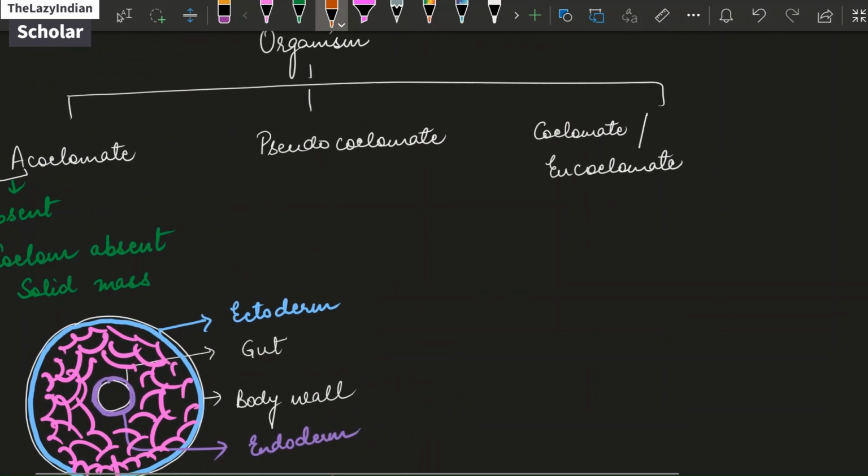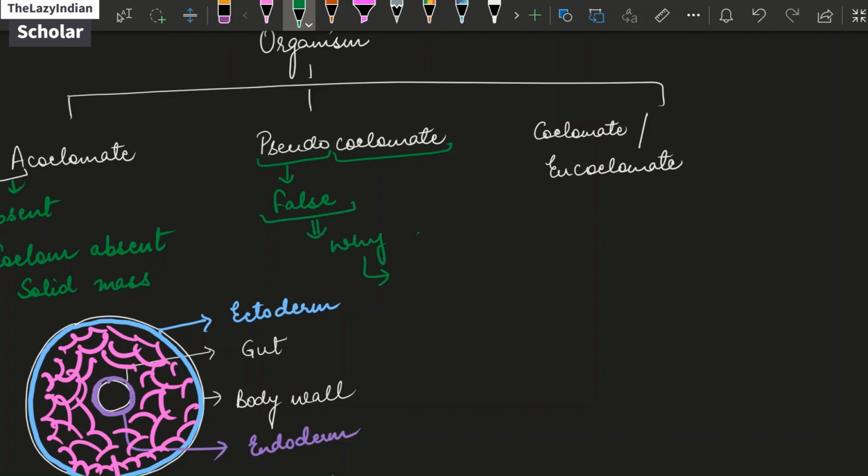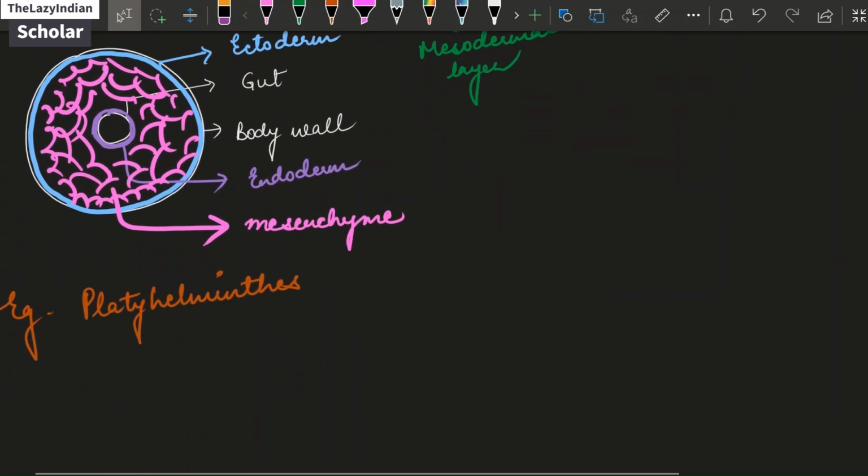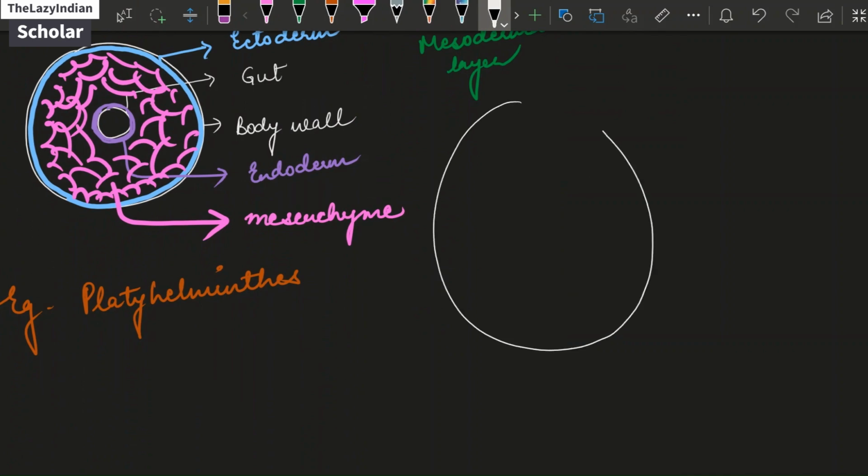Now let's take another one. The next group of organisms are pseudocoelomates. So in the pseudocoelomates, pseudo means false. Why is this false? Because the ectoderm is only lined by the mesodermal layer. The diagram will make it more clear.